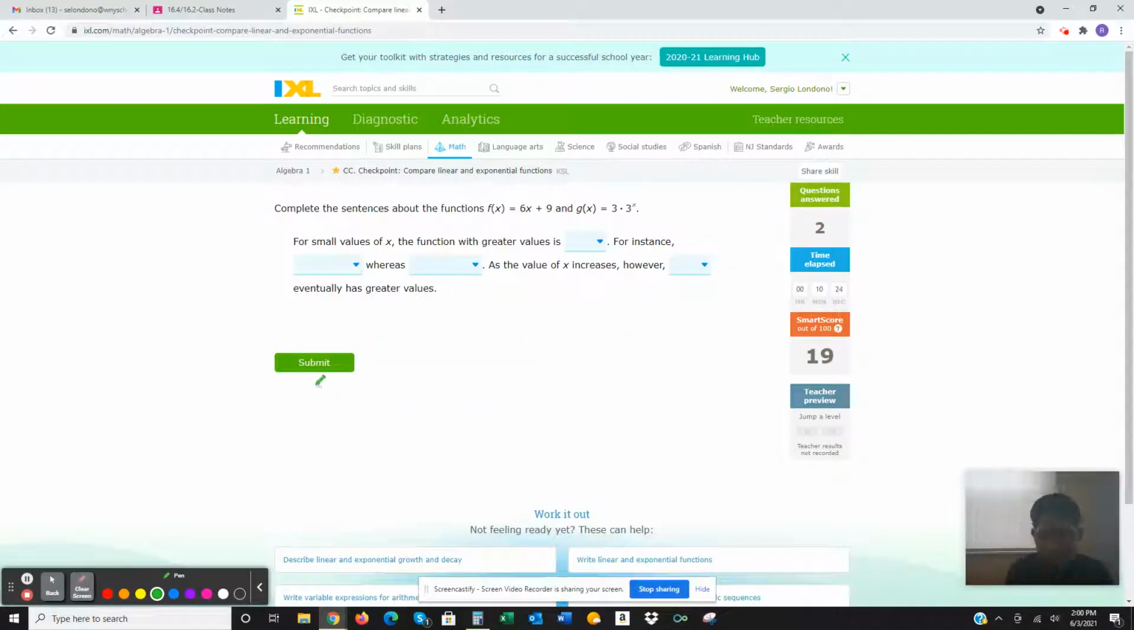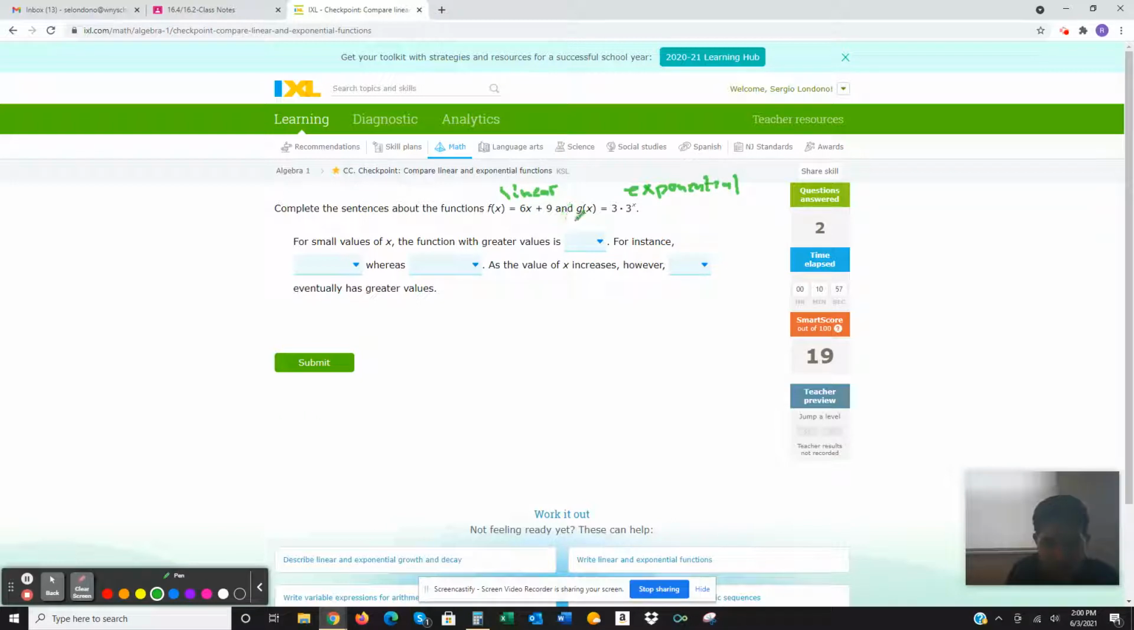All right, here we go. For this problem, we have: complete the sentences about the functions f(x) = 6x + 9 and g(x) = 3 times 3^x. So right away, from what I can see here, I see this is linear. I just like writing things down so I can see what's going on in the problem. And we have an exponential right over here.